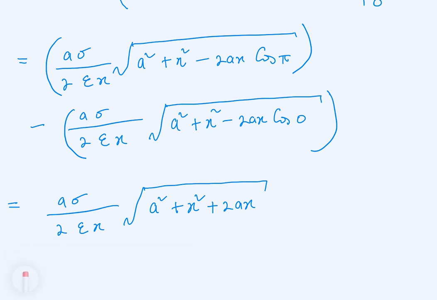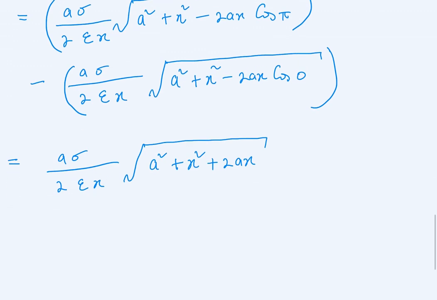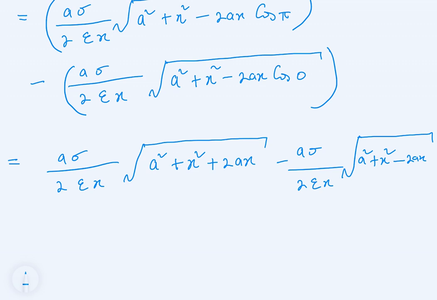And then the second bracket gives us the following. We have a minus, minus a sigma over 2 epsilon x multiplied by the square root of the following. Now cos 0 is positive 1. So this is going to be a squared plus x squared minus 2ax, because positive 1 times minus 2ax is minus 2ax. So that's the second bracket over there.